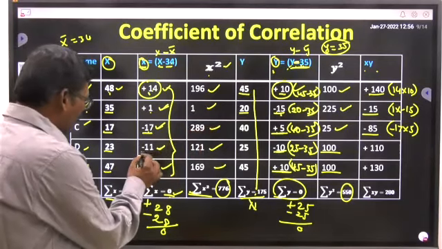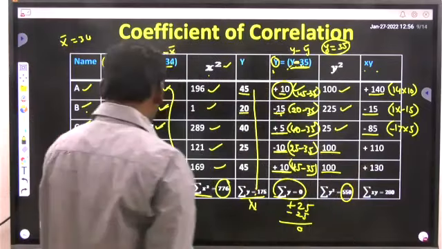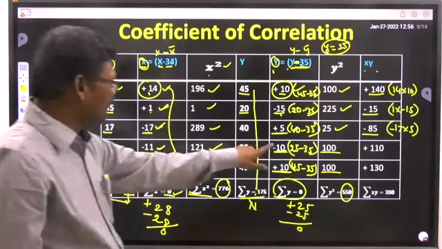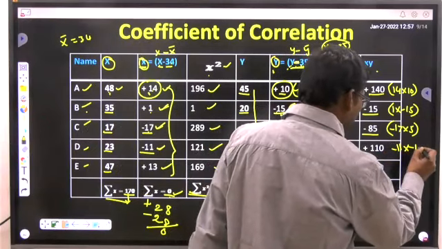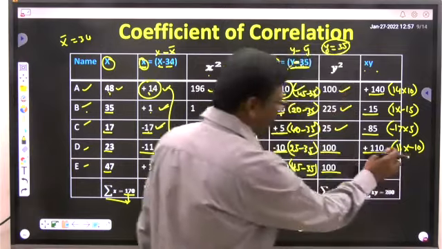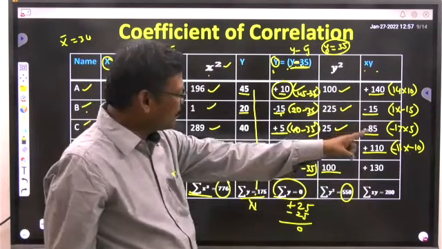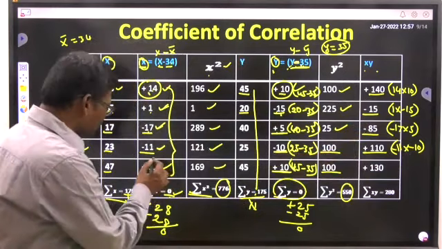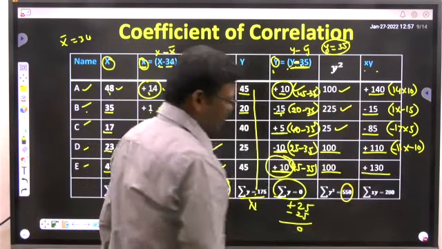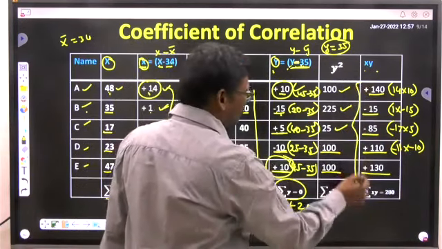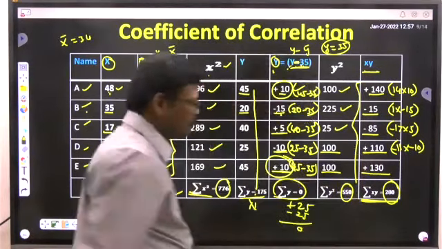Okay, like minus 11 into 10. So minus 11 into minus 10 is equal to plus 110, because minus into minus becomes plus. So like that, 13 into plus 10 is equal to 130. The sum of all these values is called sigma xy, which is equal to 280.